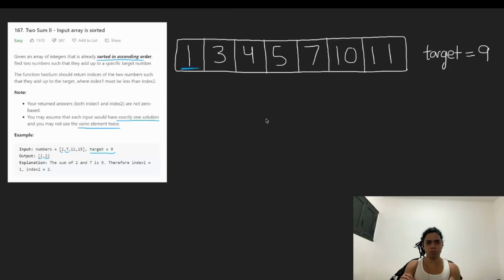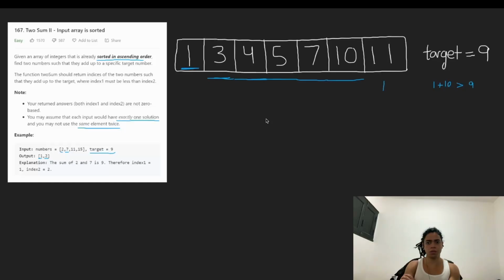So first we check 1 plus 3. That is 4, so it's not 9. Then we check 1 plus 4. That's 5. Then we check 1 plus 5. That's 6. 1 plus 7 is 8. And 1 plus 10 is 11. So now we've gotten to the point where 1 plus 10 is the first combination that's greater than our target 9.